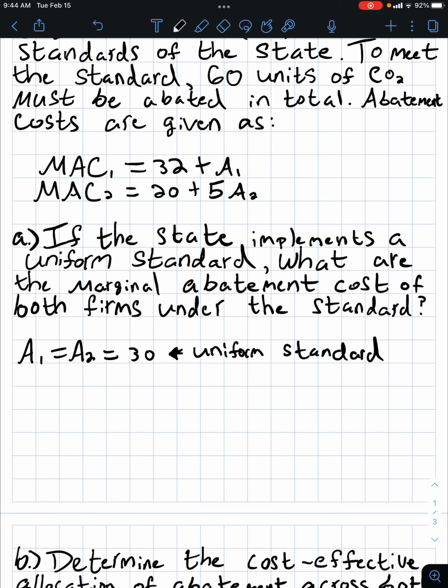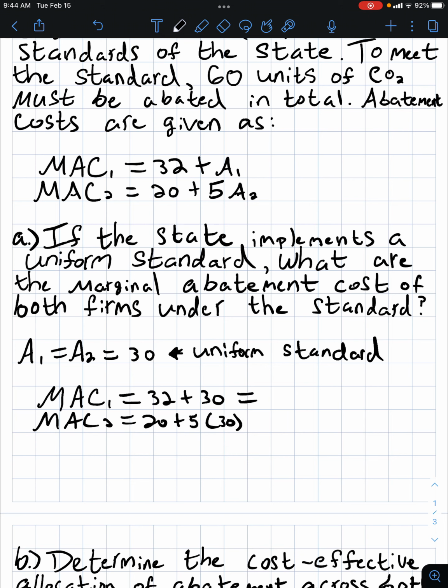So to see if the marginal abatement costs of 1 and 2 achieve this, we can just plug in 30 for A1 and A2. So we get marginal abatement cost of 1 is equal to 32 plus 30. And then the marginal abatement cost of 2 is 20 plus 5 times 30. For firm 1, the marginal abatement cost is going to be equal to 62. And for firm 2, the marginal abatement cost is going to be equal to 170.